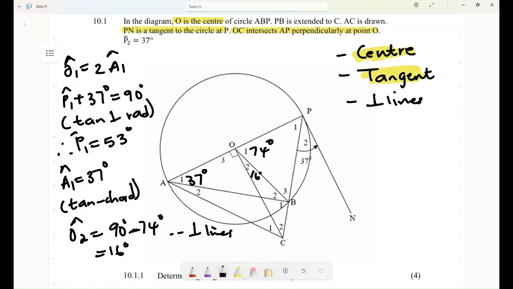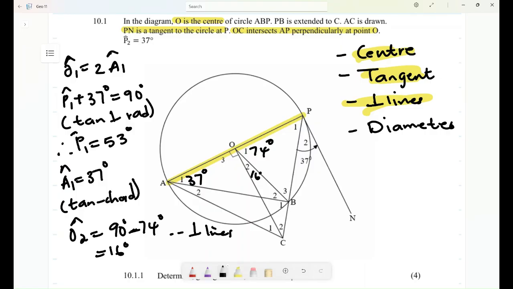If that's 16, another thing that I can see, yeah, that's all, perpendicular lines. But please look at this. This is a diameter. So I think the examiner forgot to tell us that we have a diameter there. So we just collected that we have a diameter.